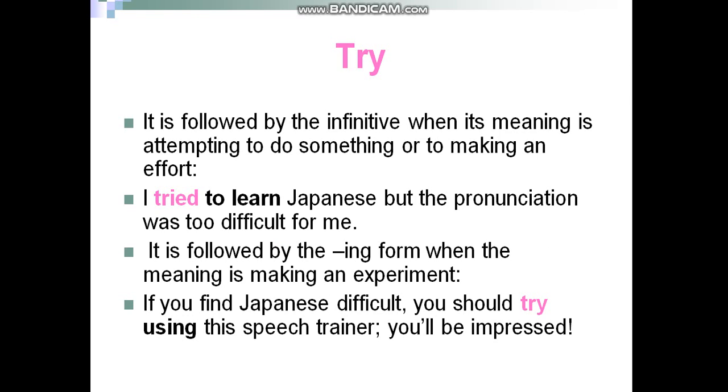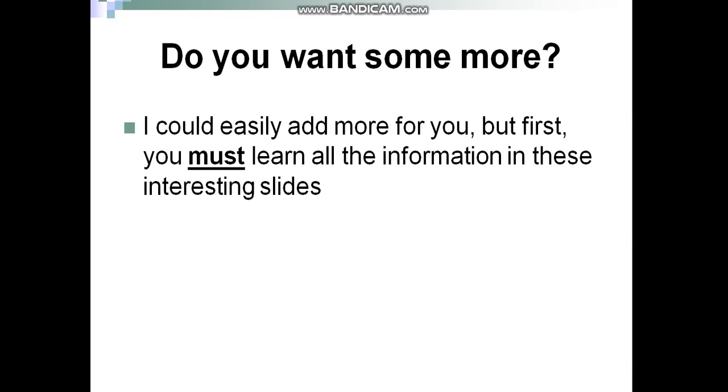I tried to learn Japanese, but the pronunciation was too difficult. So it's followed also by ing. For example, the meaning of experiment. Here it's try, but here it's experiment. If you find Japanese difficult, you should try using this speech trainer. You will be impressed. Here we have some more, like must plus infinitive.